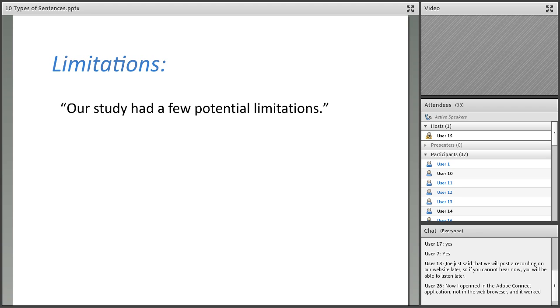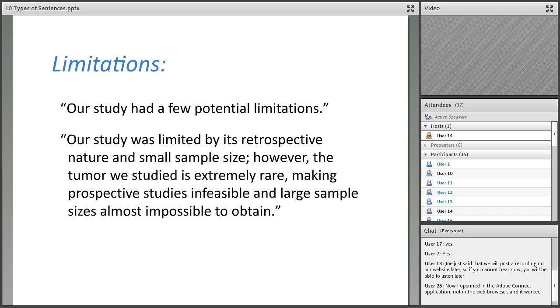So, a very generic topic sentence for that kind of paragraph, a limitation statement, is: our study had a few potential limitations. Now, that might be a huge understatement, but it's useful because it tells reviewers, here come the study limitations. Now, a better sentence would explain what the limitation is and also say why it might not be such a limitation.